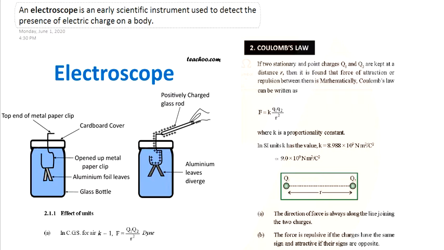My name is Rohan. Today I am going to teach you about Coulomb's law and the electroscope.